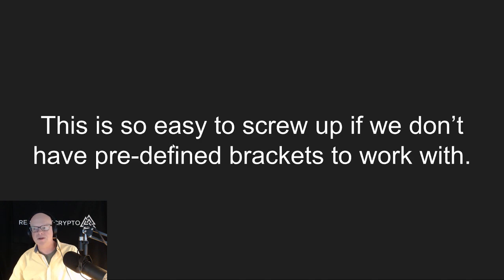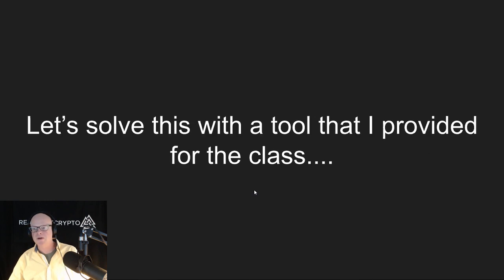So this is so easy to screw up if we don't have predefined brackets to work with. And I'm not aware of any predefined brackets. It's not a ladder interface. So perhaps we could predefine some entries on this interface. I just don't know how to do it. So I'm going to show you the manual method, and you can always automate this if you can figure it out. So let's solve this with a tool that I provided for the class.